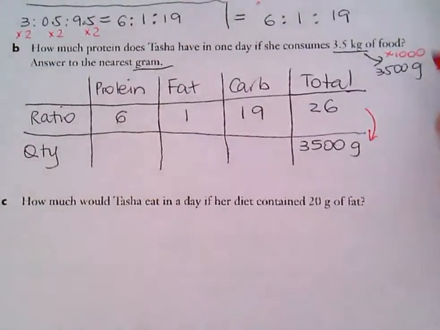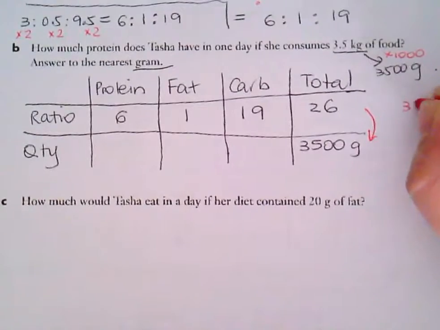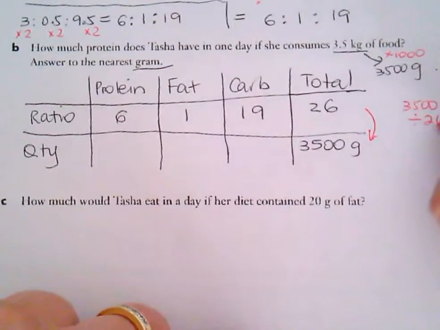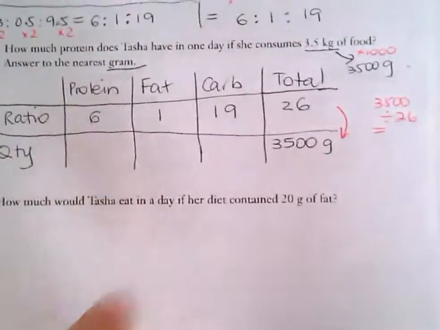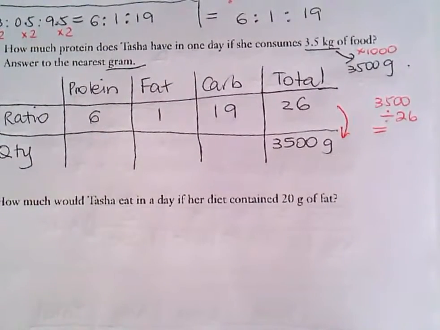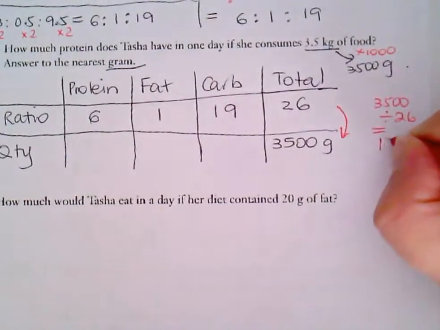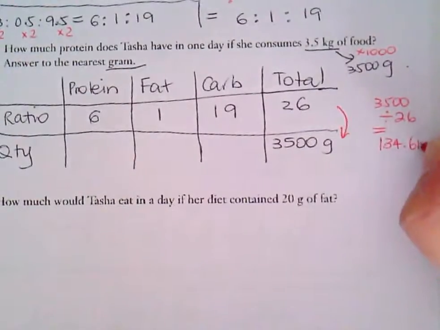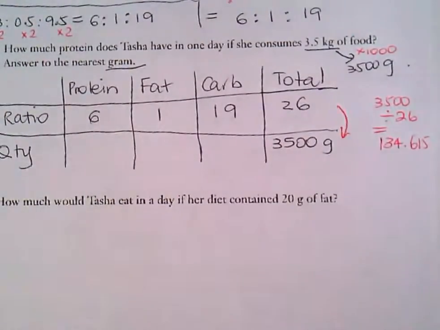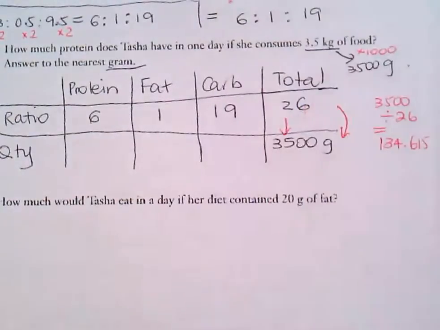If we can't work that out, we should do 3,500 divided by 26 parts and just see what we get. So 3,500 divided by 26. Now that's a decimal, and I'm getting 134.615, etc.